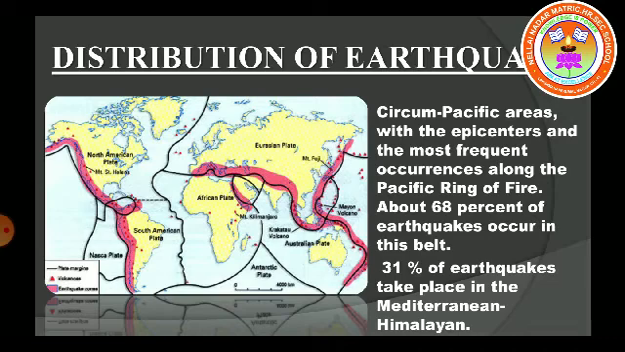31% of earthquakes take place in the Mediterranean-Himalayan belt, including Asia, the Himalayas, and northwest China. The remaining earthquakes occur in North America and the Rift Valley areas of the Red Sea and Dead Sea.